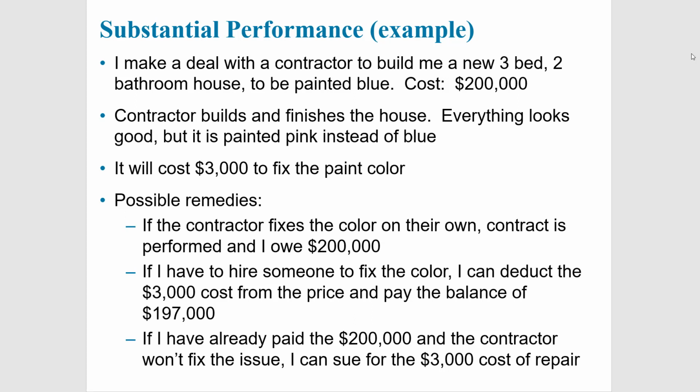One, if the contractor fixes the color on their own, the contract is performed and I owe the full $200,000. Next, if I have to hire somebody to fix the color, I can deduct that $3,000 cost from the price and pay the balance of $197,000. Lastly, if I had already paid the contractor the full $200,000, which would be a bad idea, and the contractor won't fix the issue, I can then try to sue them for the $3,000 cost of repair.